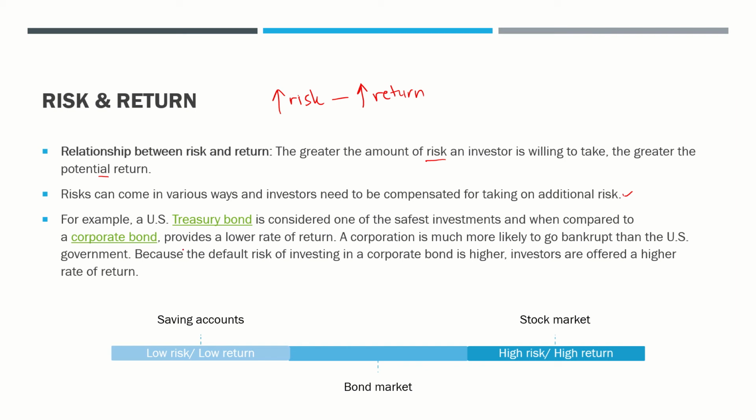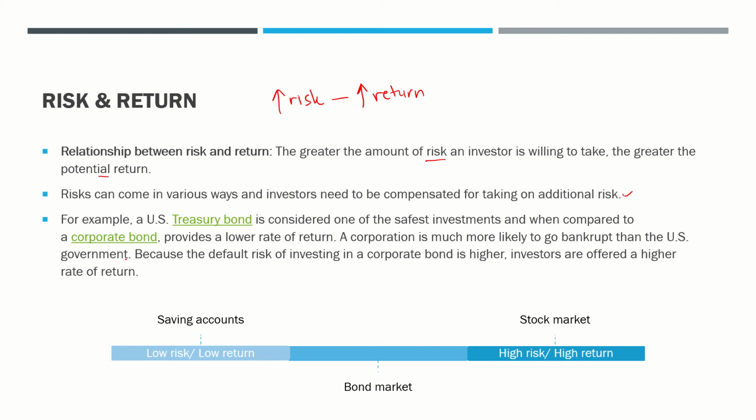Kenapa? Sebab government ni ialah kerajaan kan. Of course lah, it should be more secure than company. Provides a lower rate of return. Sebab dia paling selamat, dia punya rate of return, pulangan dia pun sedikit. A corporation is much more likely to go bankrupt than the US government, right? Chances of government ni nak jatuh bankrupt is very low lah.